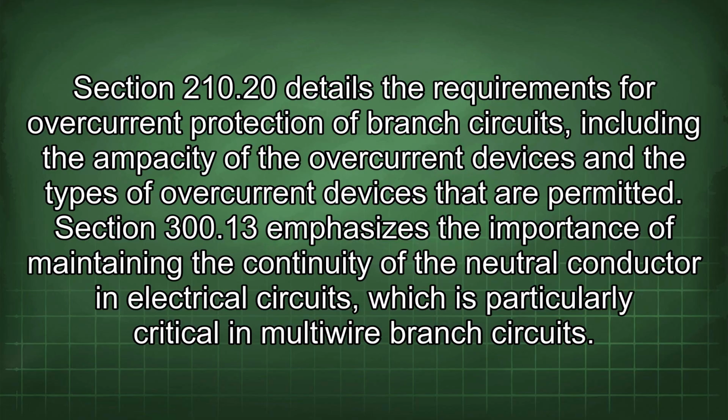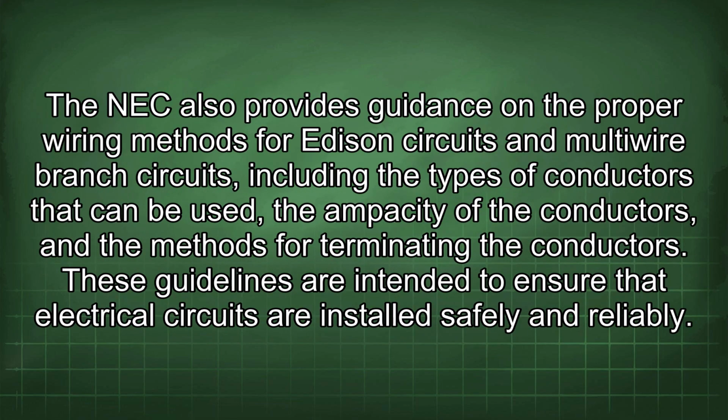Section 300.13 emphasizes the importance of maintaining the continuity of the neutral conductor in electrical circuits, which is particularly critical in multi-wire branch circuits. The NEC also provides guidance on the proper wiring methods for Edison circuits and multi-wire branch circuits, including the types of conductors that can be used, the ampacity of the conductors, and the methods for terminating the conductors. These guidelines are intended to ensure that electrical circuits are installed safely and reliably.